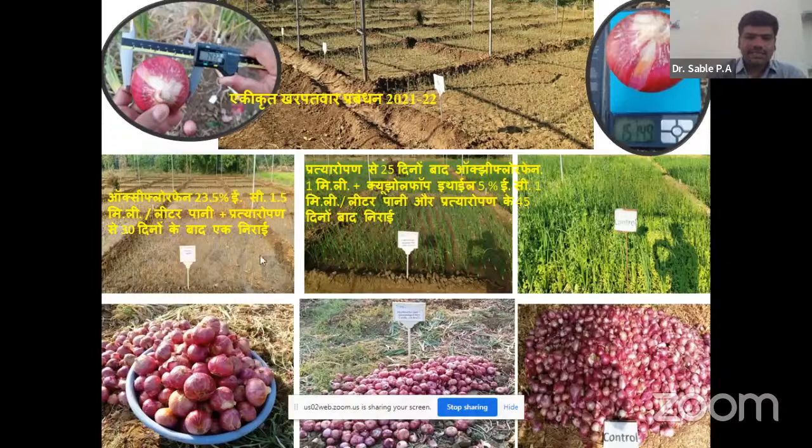In onion, here we can see oxyfluorfen 23.5, 1.5 ml per liter of water as a pre-emergent, that is 2 to 3 days after transplanting at the soil moisture stage. And in the second, we can see 1 ml oxyfluorfen along with propaquizafop, 1 ml at 25 days after transplanting, along with 1 hand weeding at 45 days. And third, the picture shows the control, that is without weed management practices. So here we can see the size of onion.